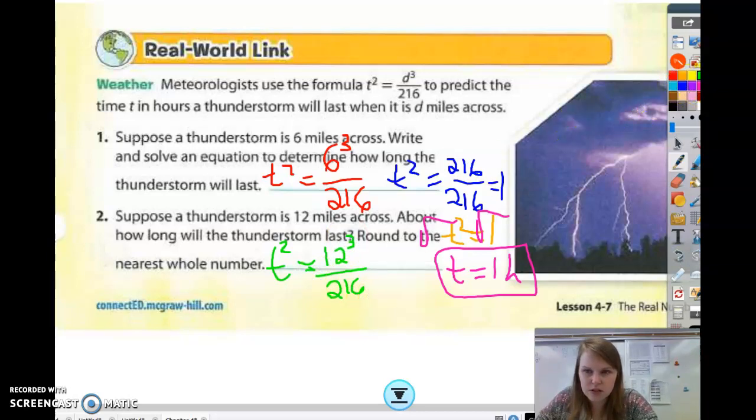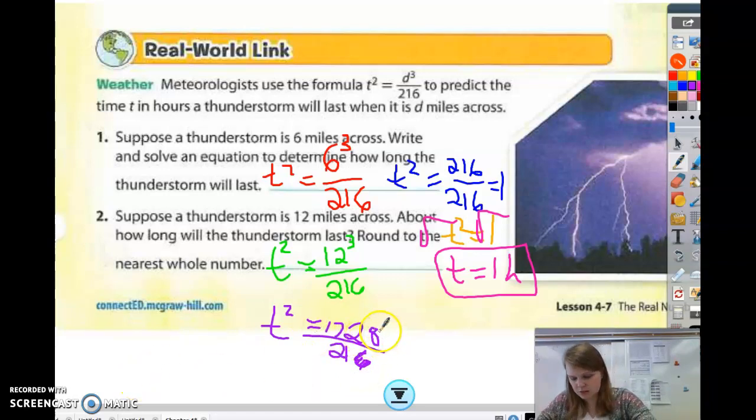So let's switch colors here. T squared equals, what is 12 to the third? So we're going to say 12 to the third power. I have 1,728 over 216. Sorry, it's supposed to be a 6. So we've got t squared equals this. So I'm going to take that, simplify that side, and I get 8. So I'm looking at t squared equals 8.